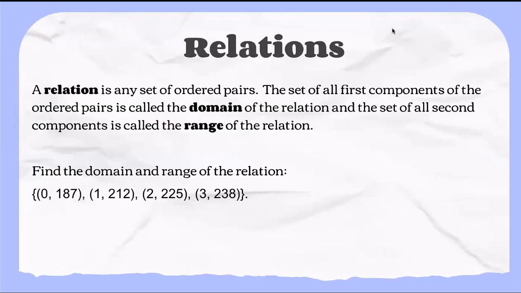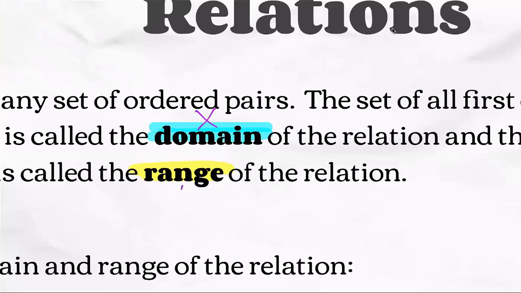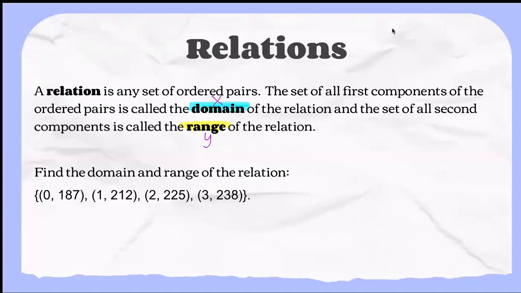So what is a relation? It is any set of ordered pairs. So they could be a function, they don't have to be a function, it's just any set. When you're looking at two key things, which in this case are domain and range, anything in the X position is going to be domain. Anything in the Y position is going to be your range.